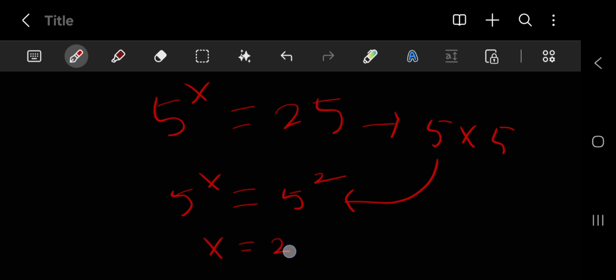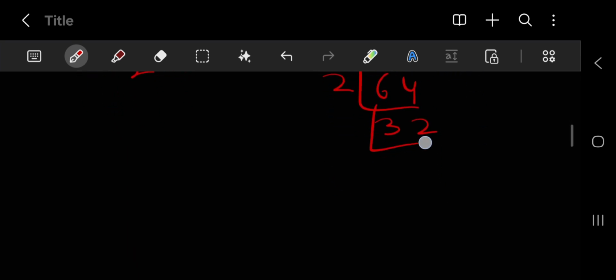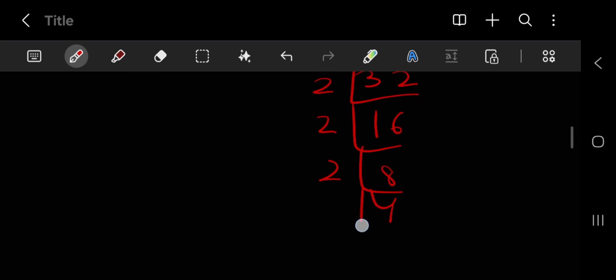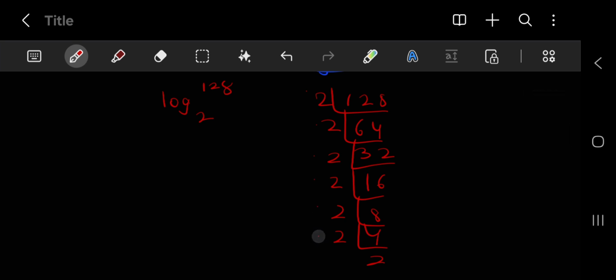Now let's go on to another problem. Log 128 base 2. Let's prime factorize 128. 2 into 64, 2 into 32, 2 into 16, 2 into 8, 2 into 4, and 2 into 2. So upon prime factoring, we got 128 is equal to 2 power 7. 2 into 2 into 2 into 2 into 2, like that, 7 times. So can I write that as log 2 power 7?